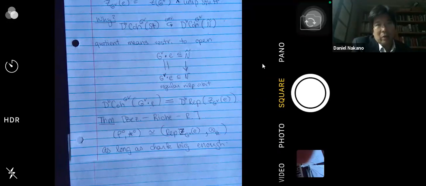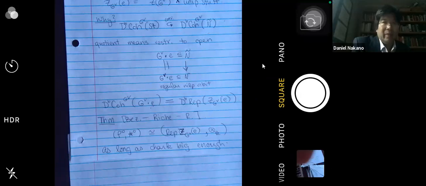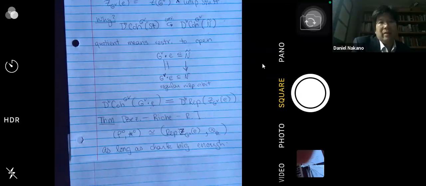Sorry, I had another question. So how does this relate to the classic result by Arkhipov, Bezrukavnikov, and Ginsburg, which relates the D^b Coherent of G check star cross CM of N tilde? Perverse sheaves. Yeah. And then you also have the small quantum group coming in. Is there a picture like that in this situation?